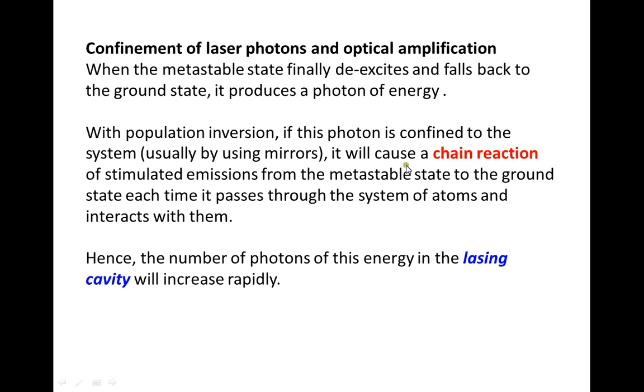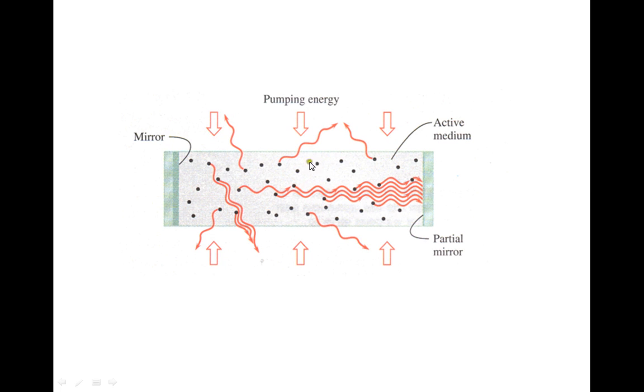When the metastable state de-excites and falls back to the ground state, it will produce a photon of energy. With population inversion, this photon is confined to the system, usually by mirrors. It will cause a chain reaction of stimulated emission from the metastable state to the ground state each time it passes through the atoms and interacts with them. Hence, the number of photons in this lasing cavity will increase rapidly. But what do I mean? Let me use some animation to explain.